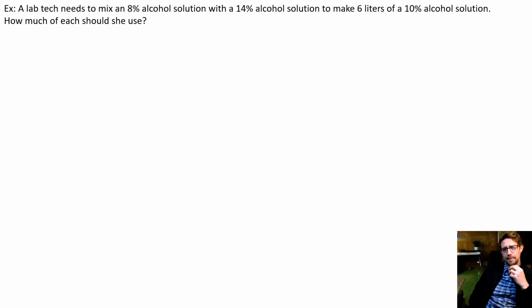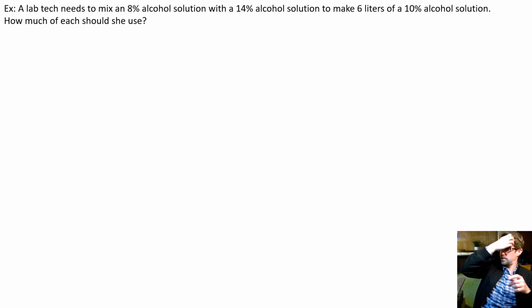So here we go. A lab tech needs to mix an 8% alcohol solution with a 14% alcohol solution to make 6 liters of a 10% alcohol solution. How much of each should she use? Okay, so you have solution A and solution B. We don't know what all's in it, but we'll just assume it's water and alcohol or something. One of them has 8% alcohol content. The other one is 14% alcohol. We want to mix the two together to get something that's somewhere in the middle, and we want that to be 10% alcohol. And we want 6 liters of it.